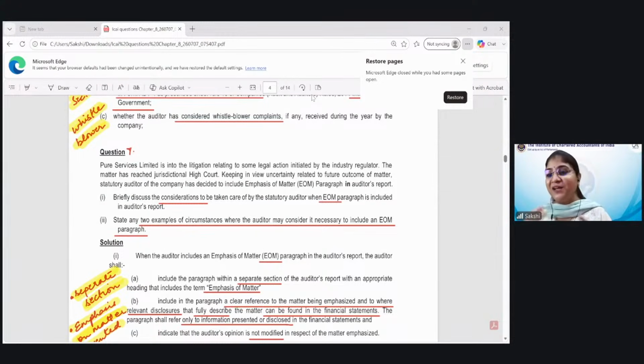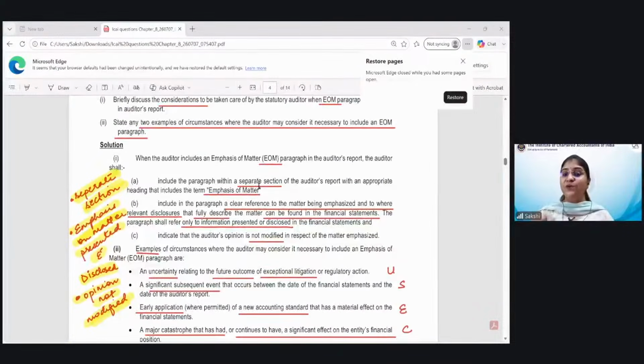We are telling our users, announcing to them, that this is the matter to be emphasized upon. So it is not something which is not presented or disclosed in the financial statement. It is with respect to a matter which is there in the financial statement. Okay. So when the auditor includes an EOM para in the auditor's report, he shall, first of all, there is a separate section, a separate paragraph, the emphasis of matter paragraph, isn't it?